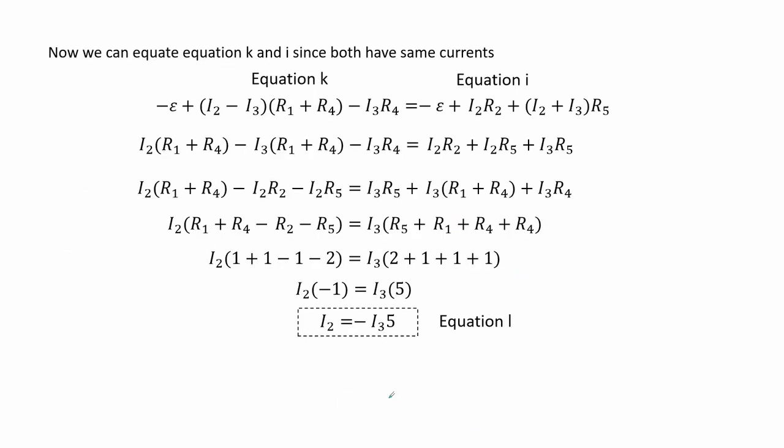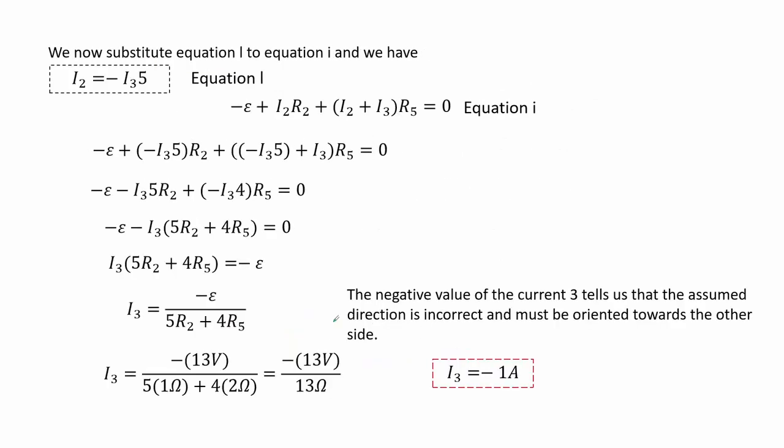Now we can equate equation K and I since both have the same currents, and we get equation L. We now substitute equation L into equation I and we have the current at resistor 3, which is -1 ampere. The negative value of the current 3 tells us that the assumed direction is incorrect and must be oriented towards the other side.